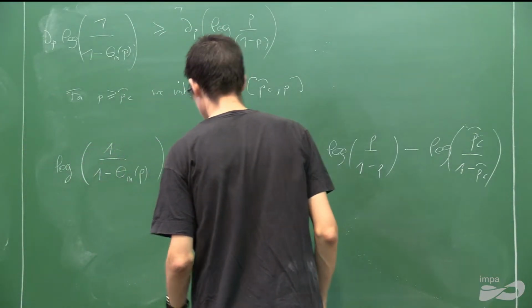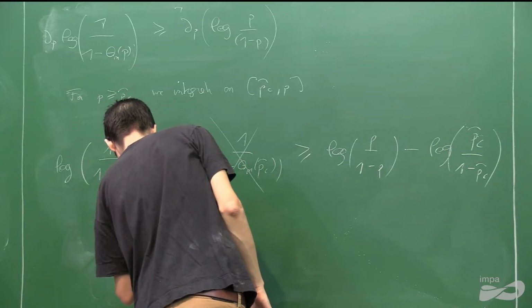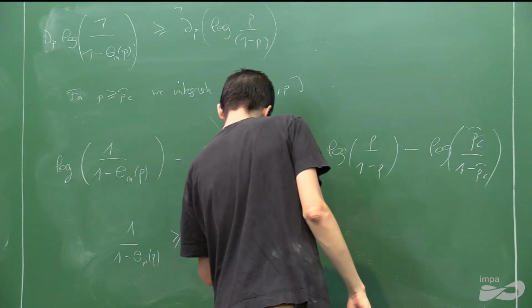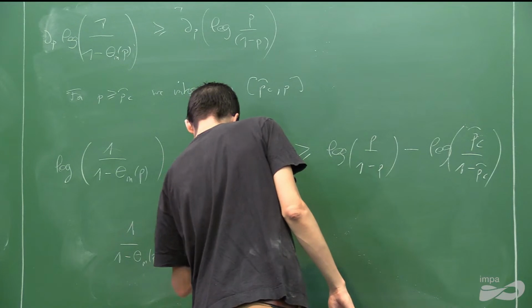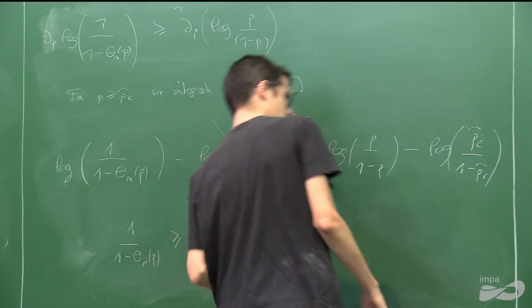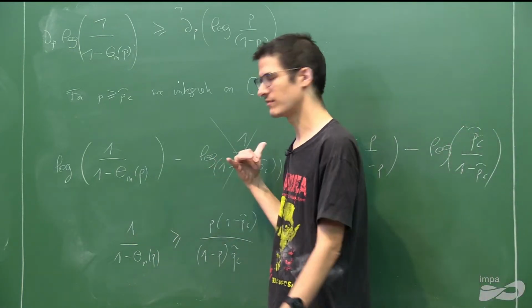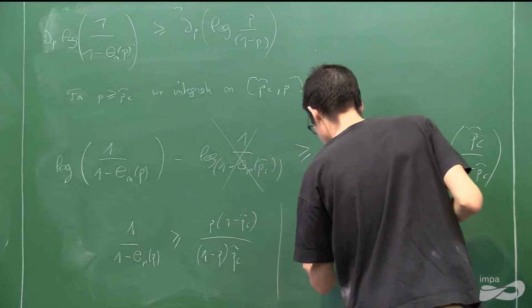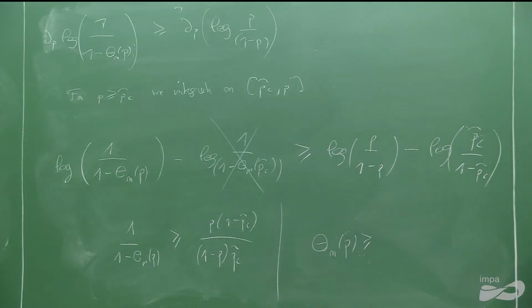And from this, what we get is that 1 over 1 minus theta n p is larger than p(1 minus p_c) over (1 minus p) p_c. I'm just taking the log of the quotient here, and then taking the exponential. And now you can conclude from this that this thing holds.